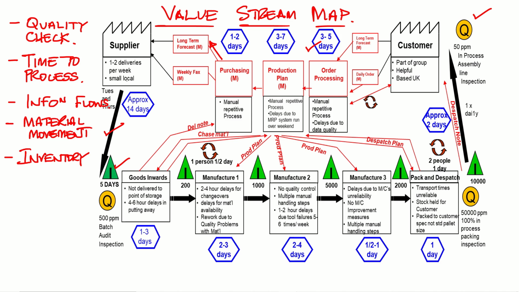Then we've got these opposing arrows. Opposing arrows are rework. So often anywhere where you've got a quality point, you often get rework. And you can see, rework, one person takes half a day reworking on the shop floor. There's rework in other parts of this system as well.